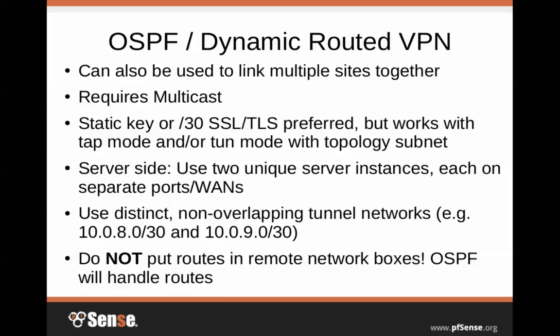For the server side, as with the other ones in this area, you have to use 2 unique server instances, one on a separate port and WAN. They have to have separate non-overlapping tunnel networks, similar to the policy routing method. And with this method, you don't want to put any routes in any of the remote network boxes on either side, because OSPF is going to handle all the routes for you. So yeah, don't put anything in there, not even for firewall to firewall traffic. That'll all be handled by OSPF.